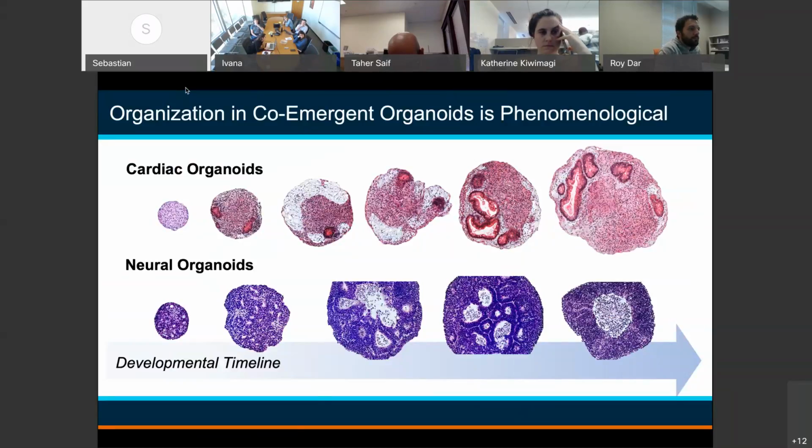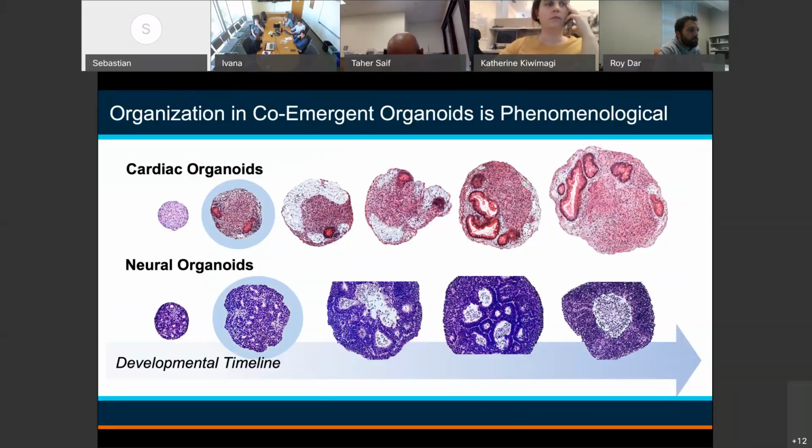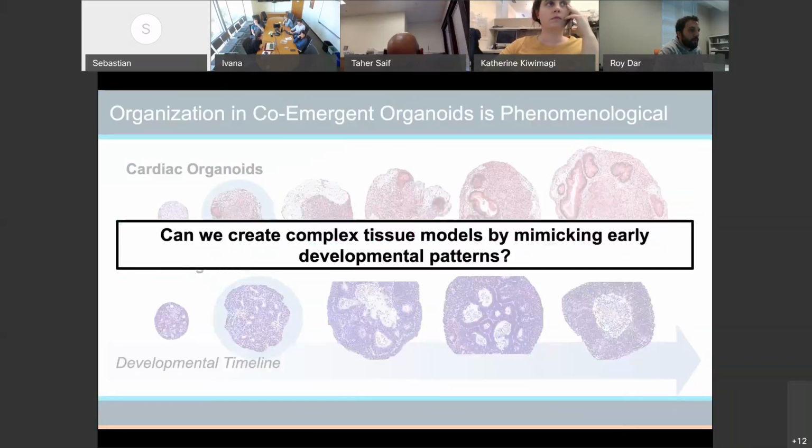And this is an interesting question, because in the early time points, you essentially start with a homogeneous aggregate of pluripotent stem cells, and then somehow symmetry breaking events arise. And even in these very early time points, you can see some semblance of patterns forming. And the question really becomes, can we create complex tissue models by mimicking these early developmental patterns?